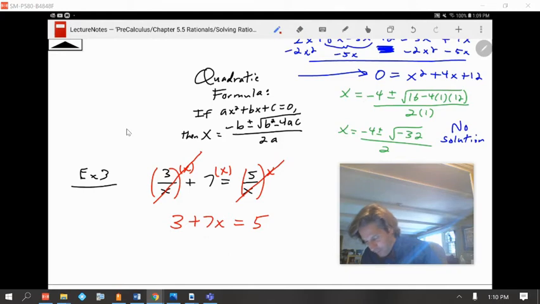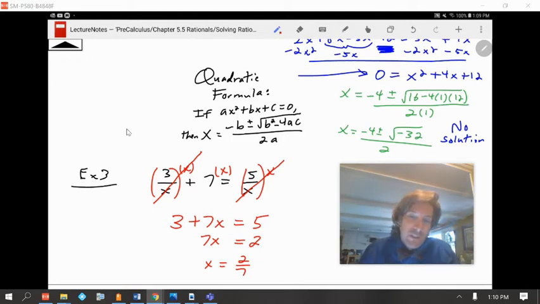So now I've ended up with a linear equation. 5 minus 3 is 2. Divide both sides by 7. The inverse of addition is subtraction. The inverse of multiplication is division. So my answer is this fraction, 2/7. And notice what I did was I just multiplied each term by the denominator.